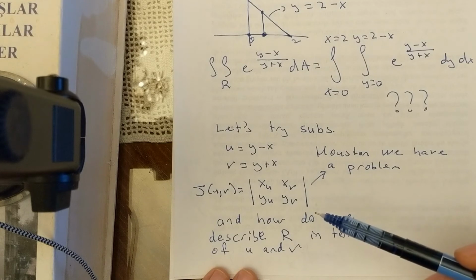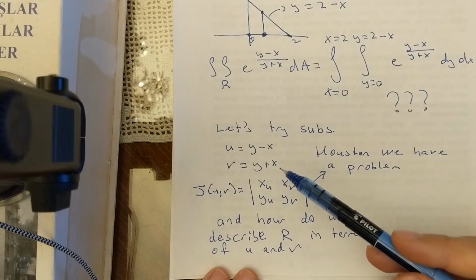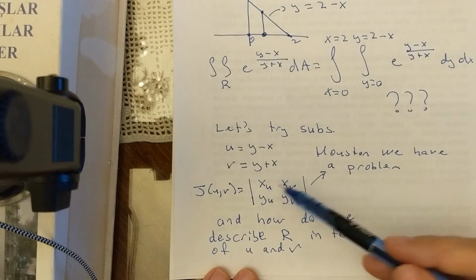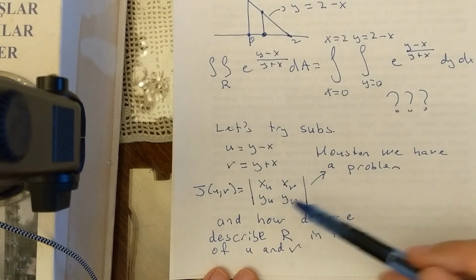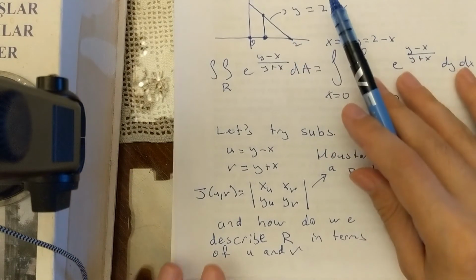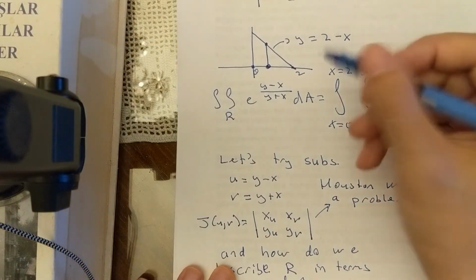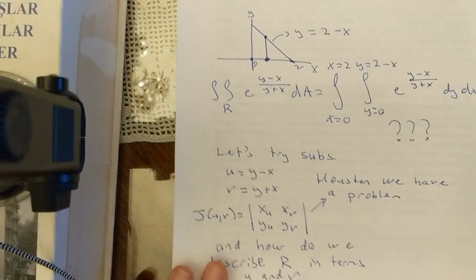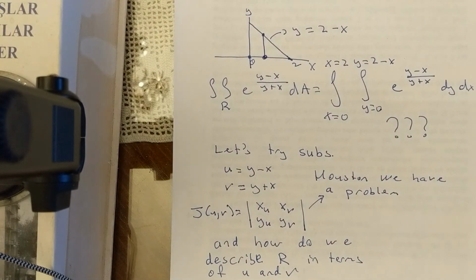Hey, hold on a second. I have u and v in terms of x and y. I don't have x in terms of u and v, and I don't have y in terms of u and v. To make things worse, how would I describe this triangular region on the xy plane in terms of u and v? Okay, so Houston, we have a problem basically. We have an issue here.